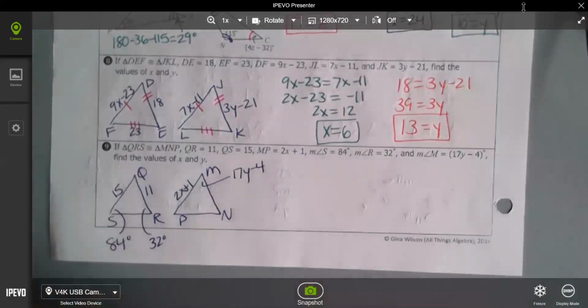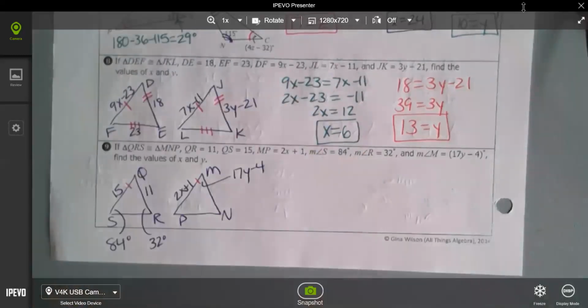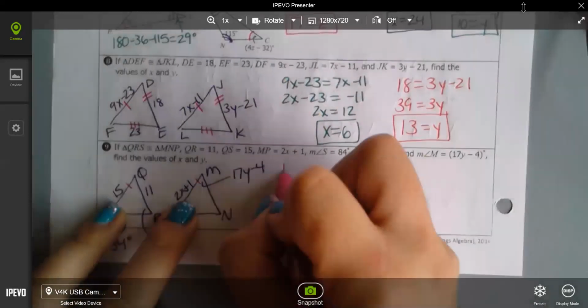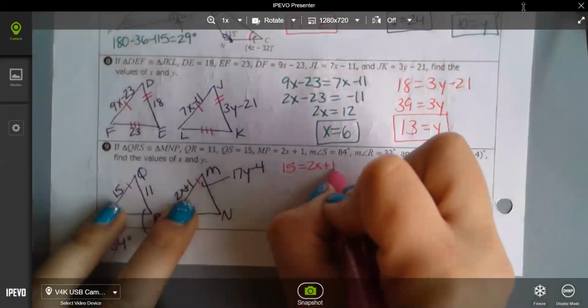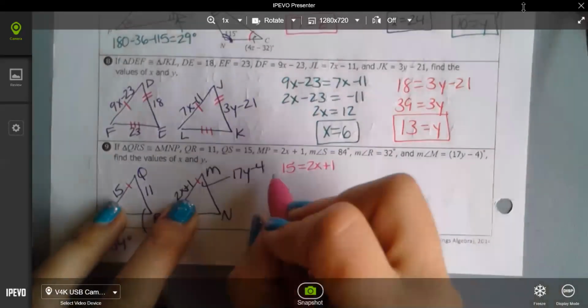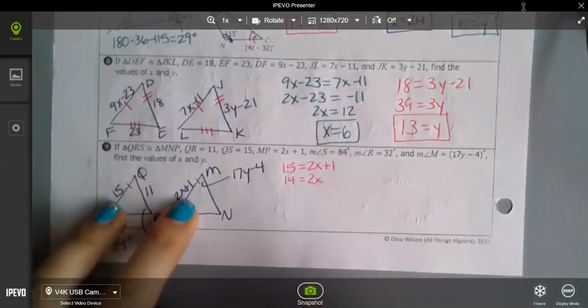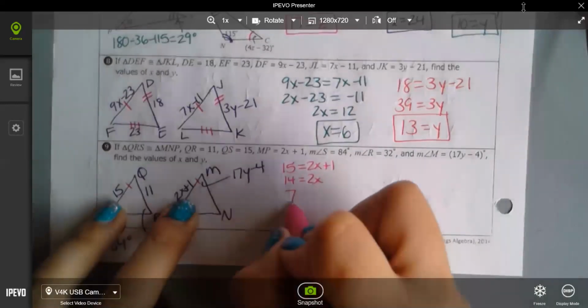Well, since I drew these the exact same way, I know that these two sides are equal to each other. So let's write that equation. That's going to be 15 equal to 2x plus 1, subtracting 1 on both sides, and then dividing by 2. So 14 divided by 2 is 7.